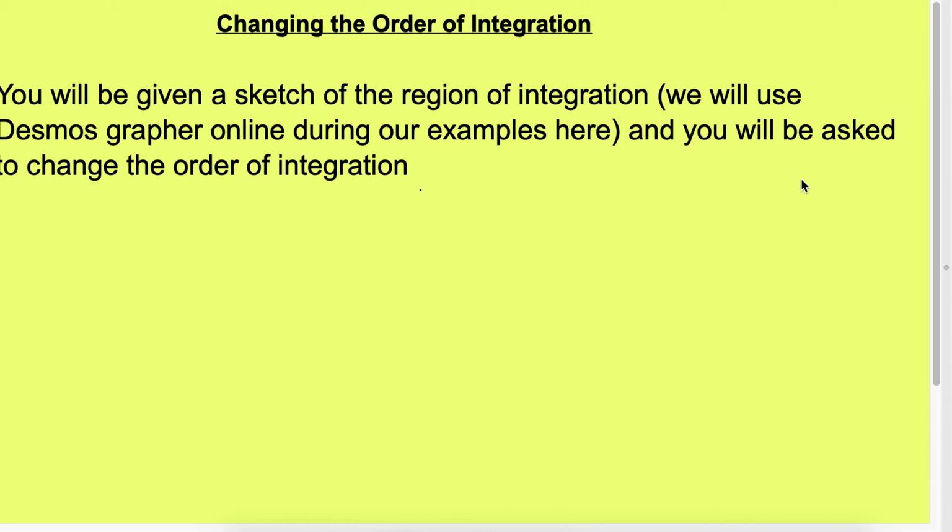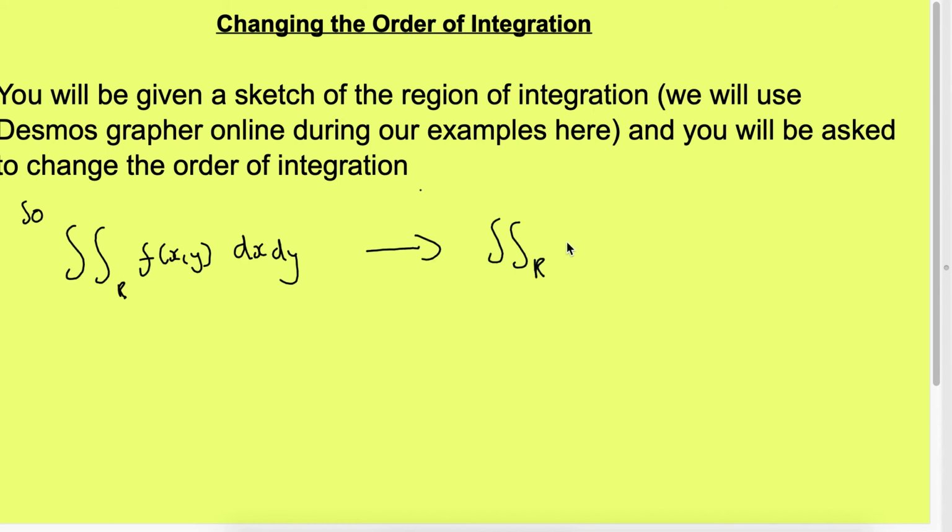So what we're going to be doing today is taking our double integral and changing it, or vice versa. So we're either going to start with dx dy and go to dy dx, or start with dy dx and go to dx dy. That's what changing the order of integration means, because we always do the middle integral first and the outer integral second. So internal integral and then outer integral.